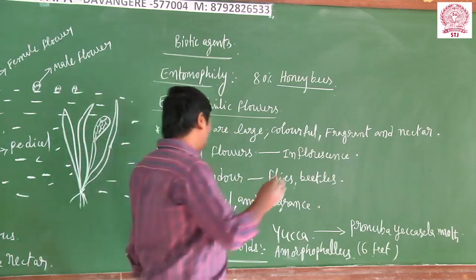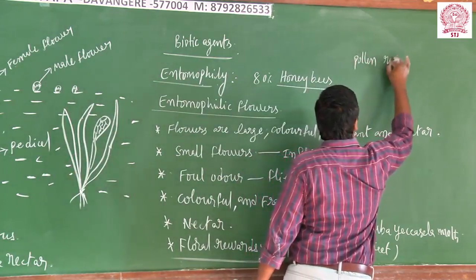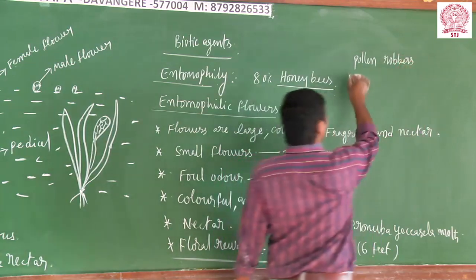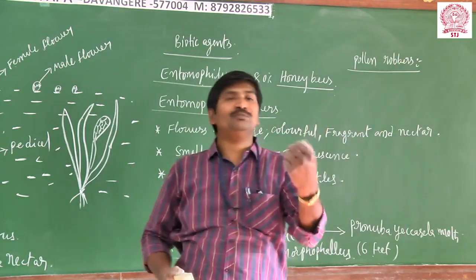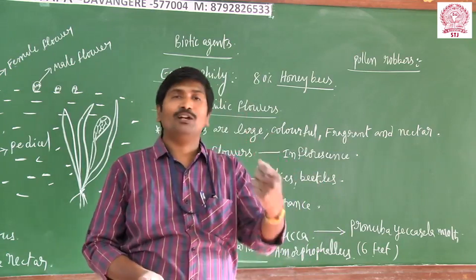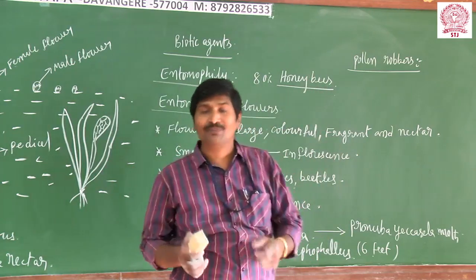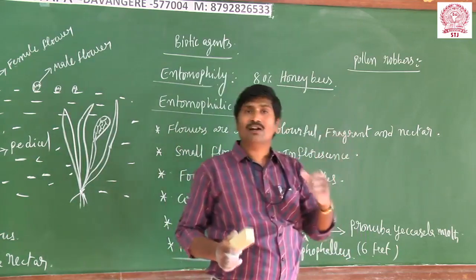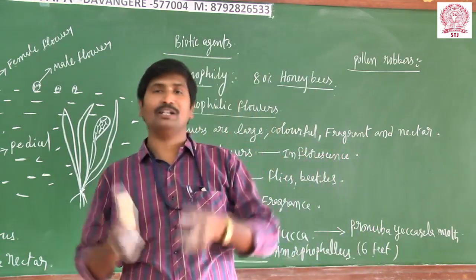And one more important point is pollen robbers or nectar robbers. What are pollen robbers? The majority of insects consume the nectar without bringing about pollination. Such animal visitors or insects that only consume the nectar without bringing about pollination are known as pollen robbers or nectar robbers. So this is the concept of pollination.